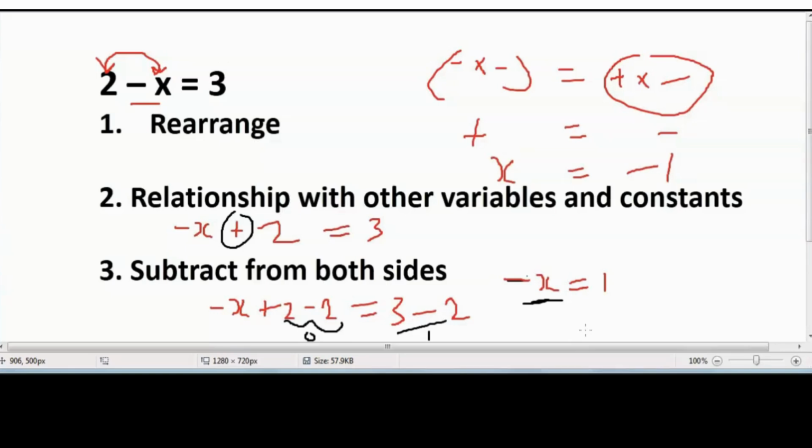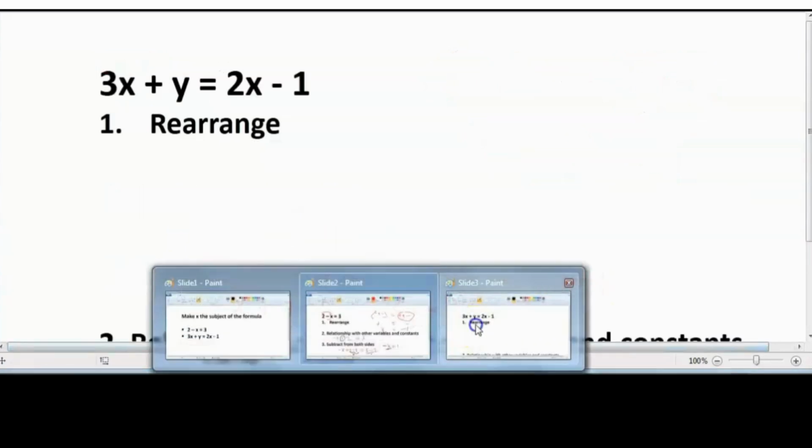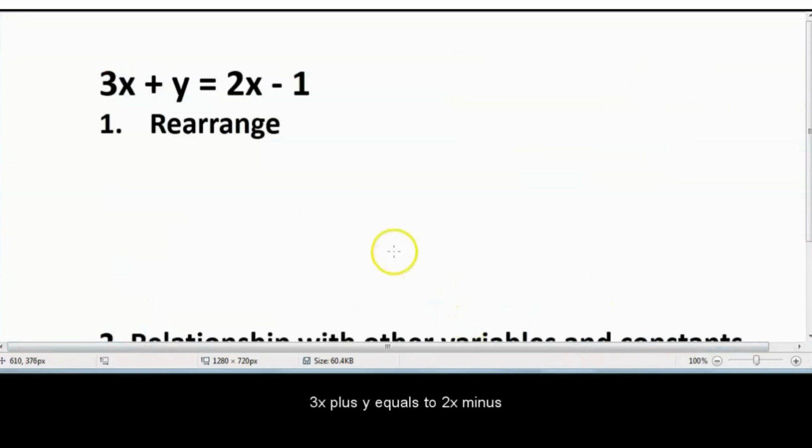Next question. 3x plus y equals 2x minus 1. This time around there are two x variables, one on the left side of the equation and the other on the other side of the equation, 2x. So we're going to rearrange by grouping like terms. 3x and 2x should be together.